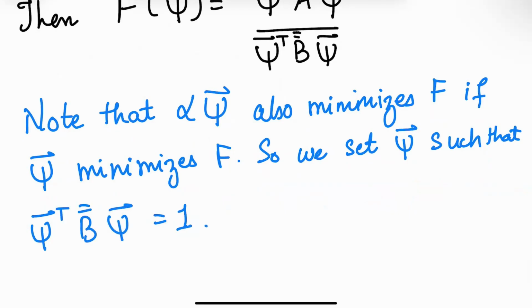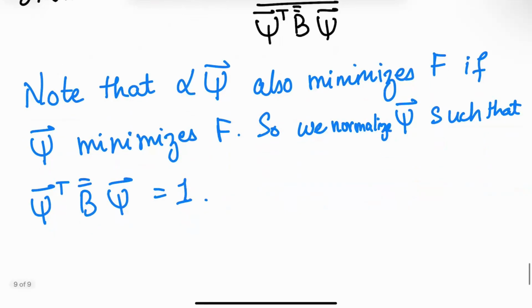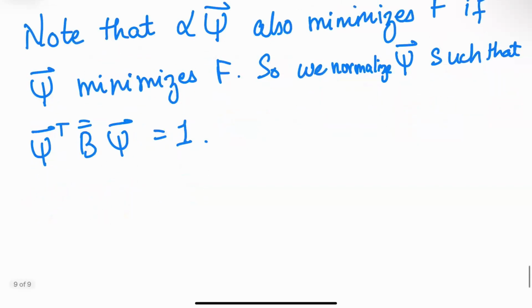I should say rather than set, we should use the word normalize. Normalize psi such that psi transpose B psi is equal to 1. So we're picking one of the eigenvectors such that this value is equal to 1. You can always do that, right? You calculate for a given psi what this scalar is, and you just divide by that scalar to get the psi of interest. You can always do that.